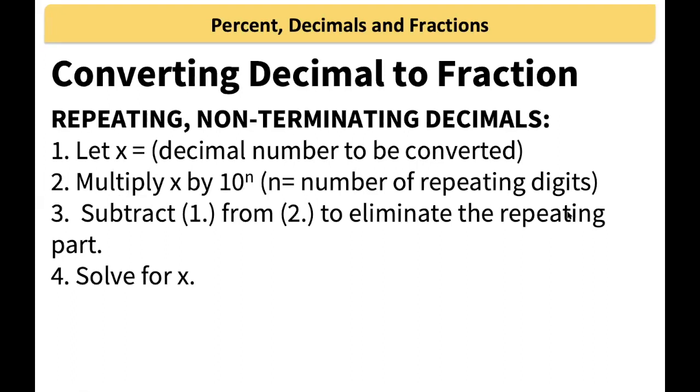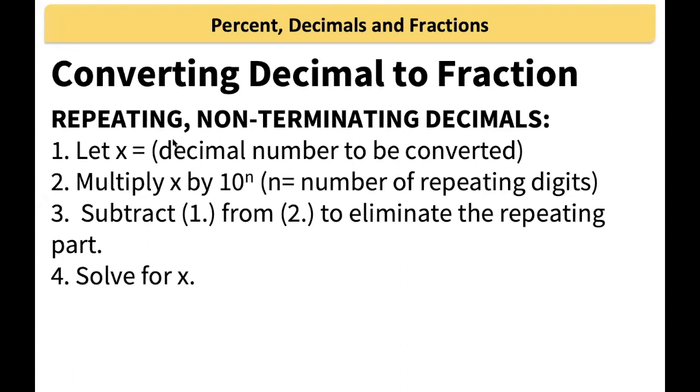So, for example, if you have 0.56565656, ang repeating digits ko is 5 and 6. So, ang aking n would be 2. Kasi dalawa, 5 at 6. So, 10 raised to 2 or 100. So, yung n mo, basically, yun lang din yung number of zeros mo, so 1 and 0, 0. Parang ganun lang yun. Okay.